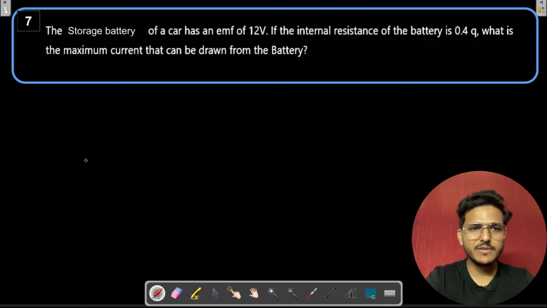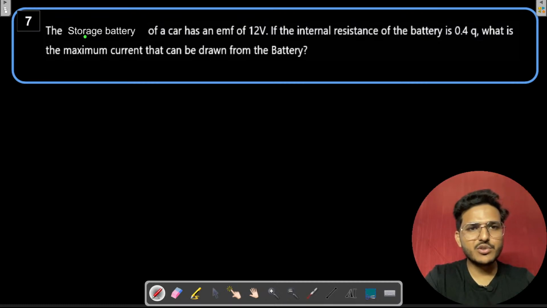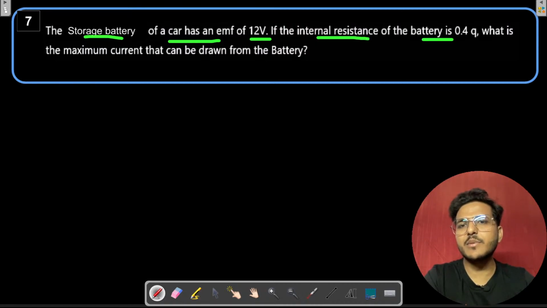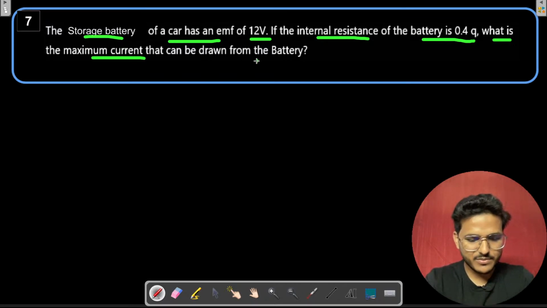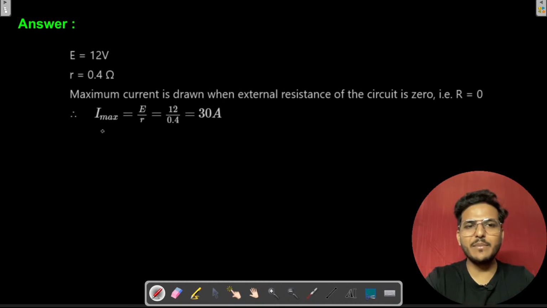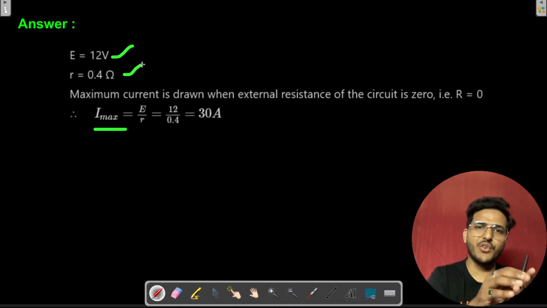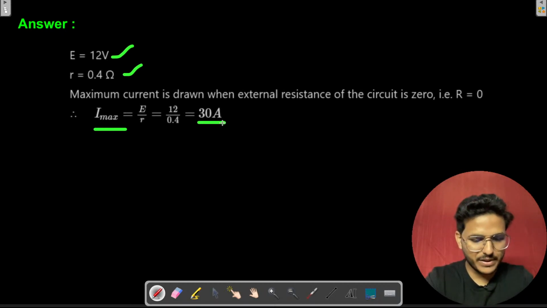Now moving to next. The storage battery of a car has an EMF of 12 volt and the internal resistance of the battery is 0.4 ohm. What is the maximum current that can be drawn from the battery? I max is E upon r. E is 12 volt and internal resistance is 0.4 ohm. So 12 upon 0.4, that is 30 ampere.